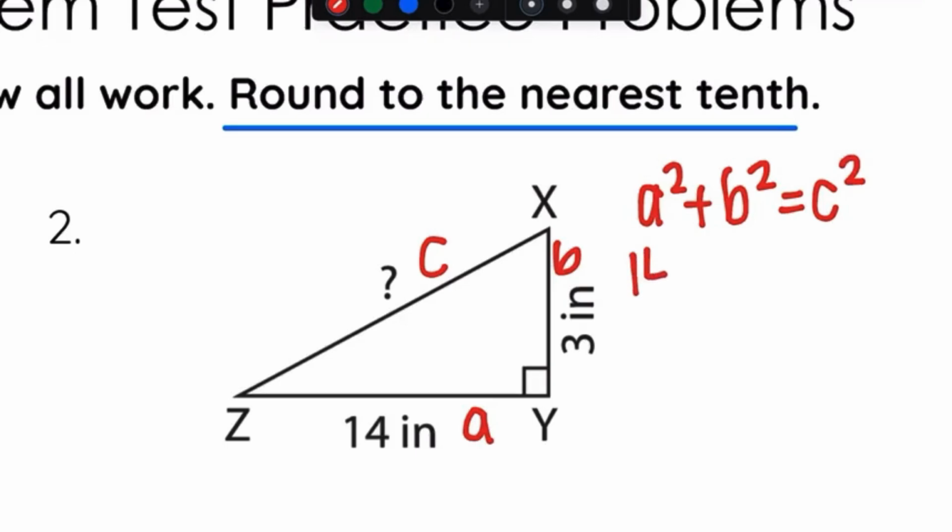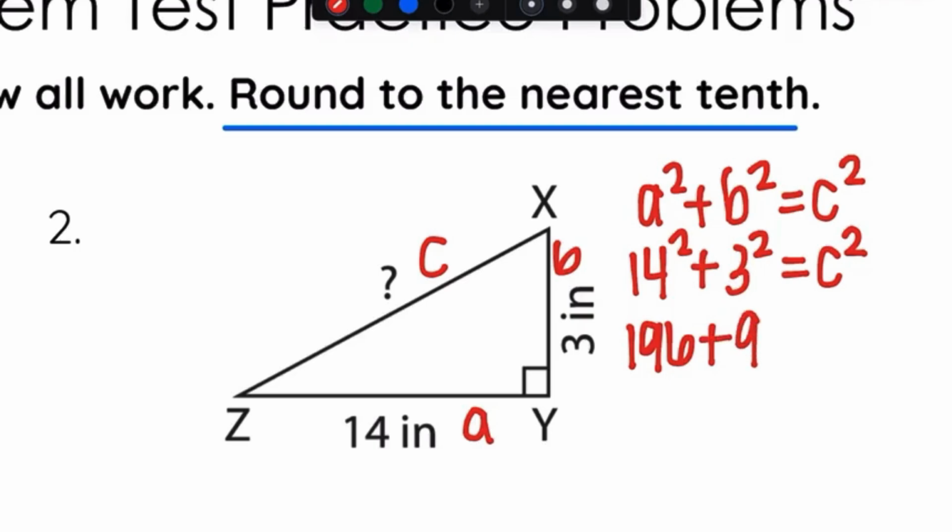So A squared would be 14 to the power of 2 plus B squared is 3 to the power of 2, which is equal to that C squared. So 14 to the second power is 196. That is one of our known values that we memorized at the beginning of the year. However, you can always use your calculator. And 3 squared is 9.